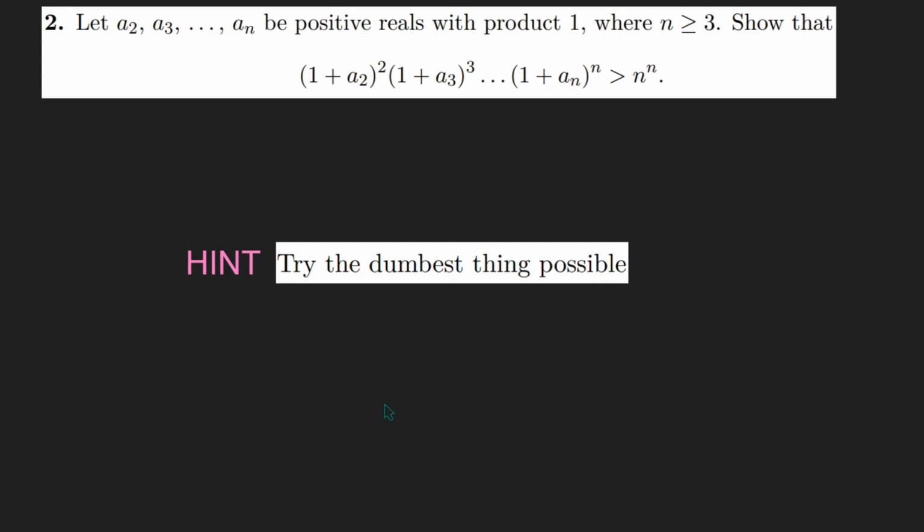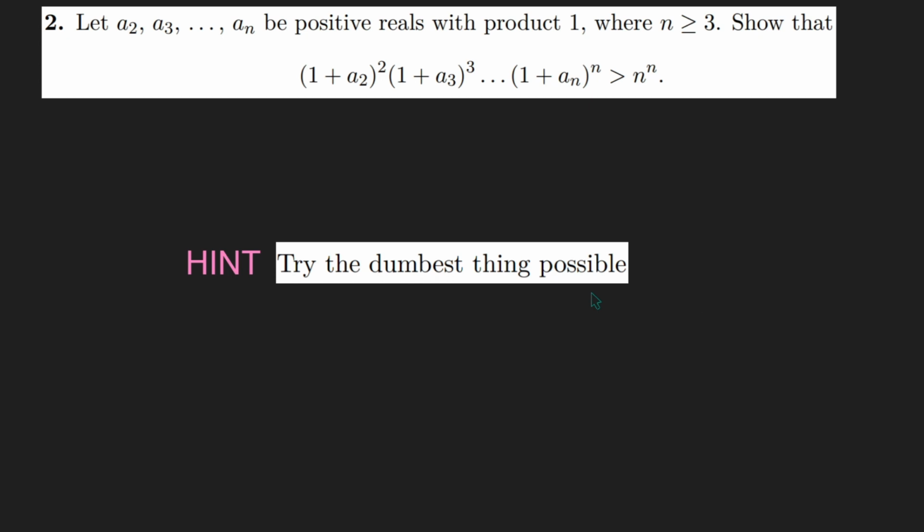Today I'm going to be going through a really cool IMO problem, and thankfully it doesn't take that long to solve. The reason I chose this problem is because in the solutions, the first line is to try the dumbest thing possible, which when I read gave me a little chuckle.